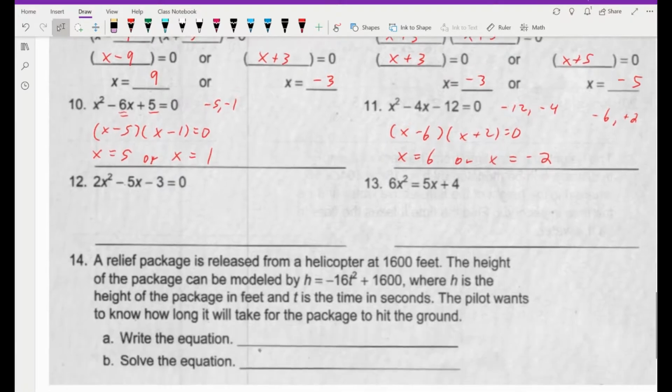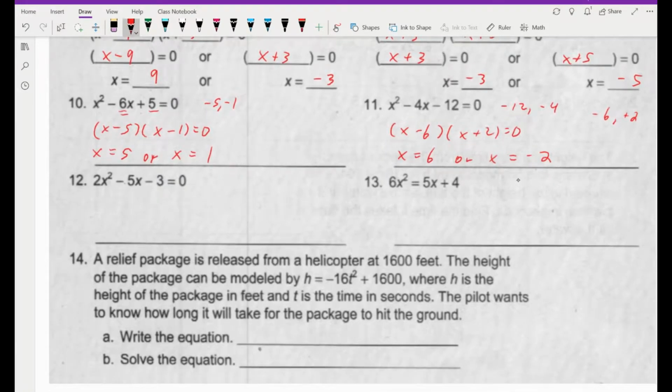Number 12. Now, all the problems we've been doing before had 1x squared. Now we have a 2 in front. So we must multiply these. We need the factors of negative 6, but they must sum to negative 5. Two numbers that multiply to 6. How about 3 and 2? But if we use 3 and 2, they have to both be negative, negative 3 and negative 2, to get the sum to negative 5. But that gives us a plus 6, so that does not work.